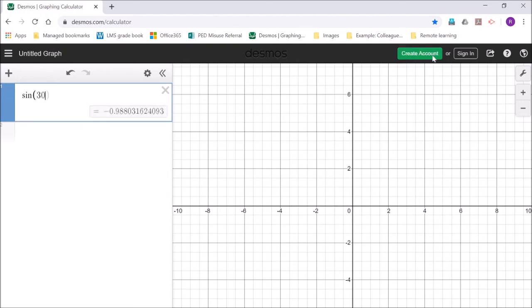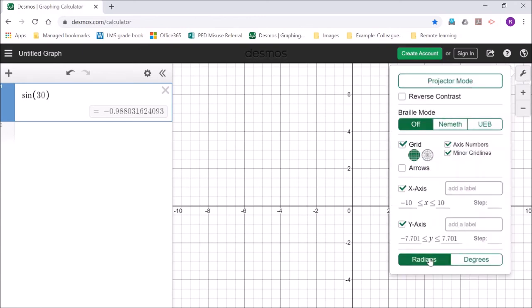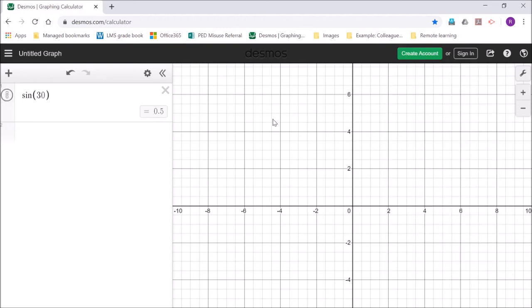And by the way, know that there are various settings in this wrench icon over here. If you press that, for example, you can switch between radians and degrees. Currently we're in radians, and so sine 30 gives that value. You can switch to degrees, and it gives a different value. So again, you can calculate values of expressions.